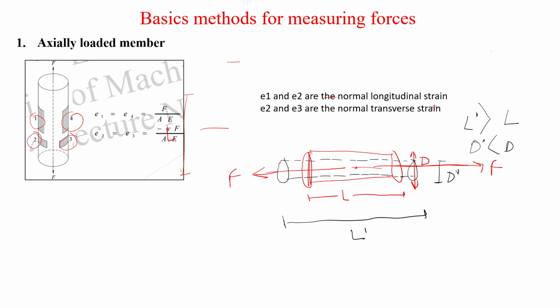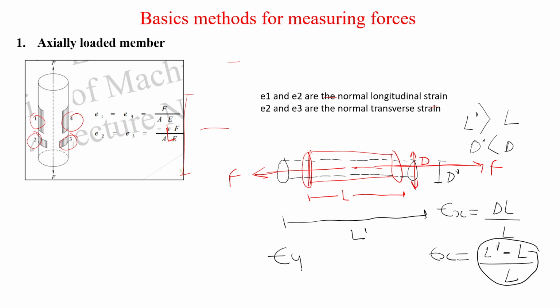Okay. Yes, sir. Fine. So we can see the strain developed in the X direction, epsilon X, will be what? Change in length upon original length, which is equal to L dash minus L upon L, right? Yes, sir. Also, there is a change in the length in the Y direction, the D direction, which is epsilon Y, equal to change in D upon original D. So change in D is D dash minus D upon D.